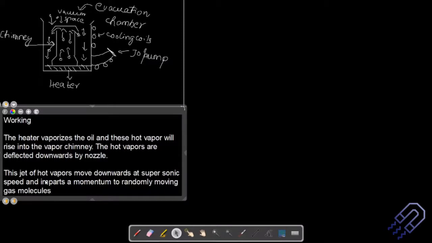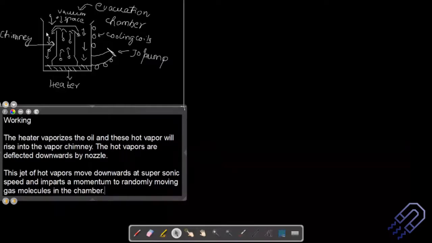So the gas molecules are already there because it is connected to the chamber which needs to be evacuated. So you have the gas molecules here, and it is rushing downwards, and along with it, it will carry the gas molecules with it. So randomly moving gas molecules in the chamber. So this is the first part. This is simple.